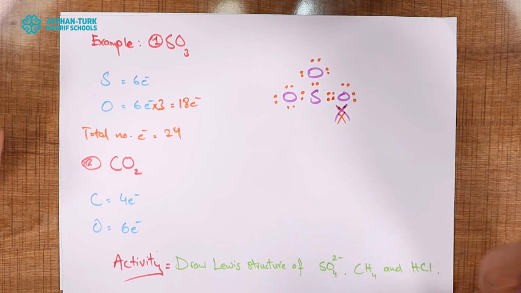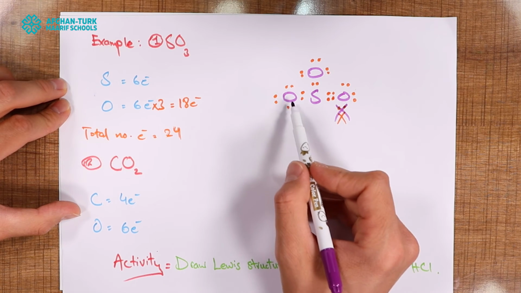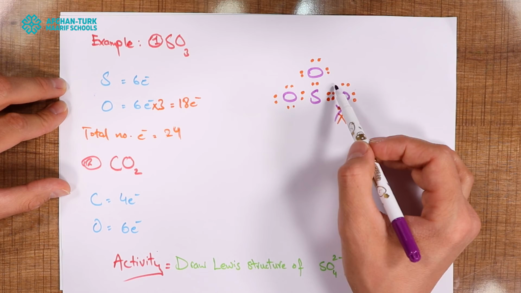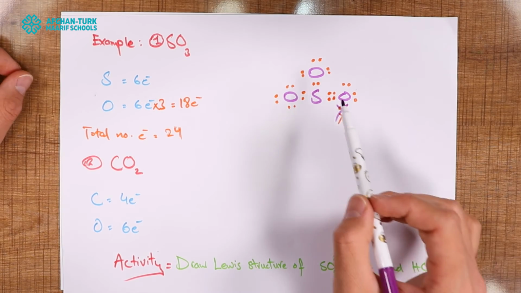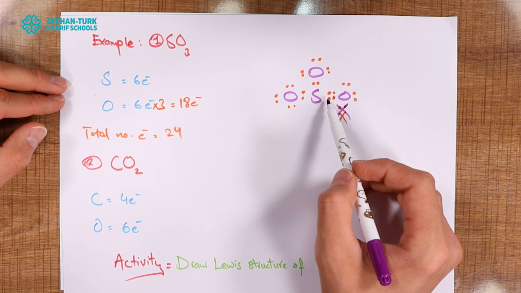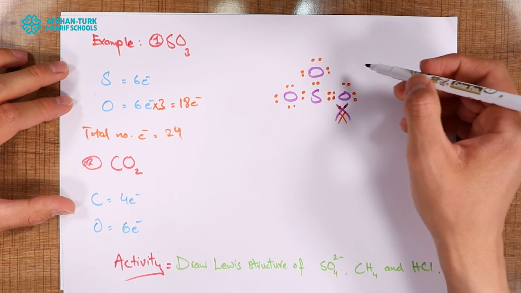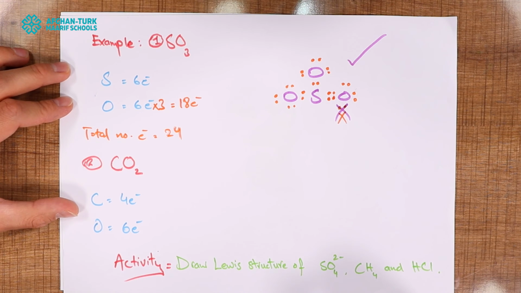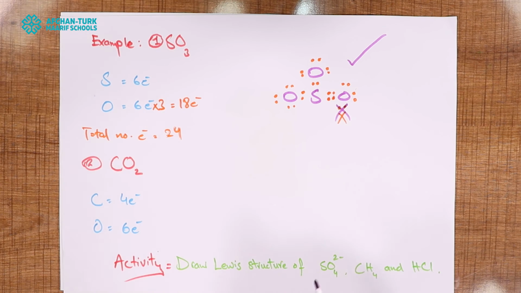Let's have a look. Are they octet or not? Here, oxygen has 8 electrons around it. This means that it's octet. This one is also octet, and this oxygen is also octet. Before, the sulfur was not getting to the octet state, but right now it also has 8 electrons: 1, 2, 3, 4, 5, 6, 7, 8. So now sulfur is also octet, which means that this is the correct structure for sulfur trioxide.